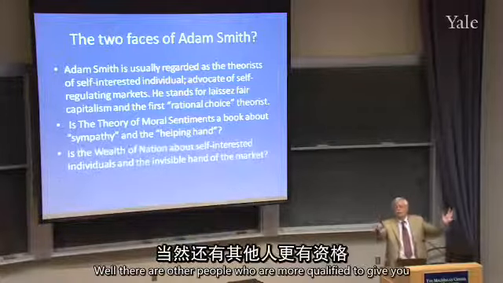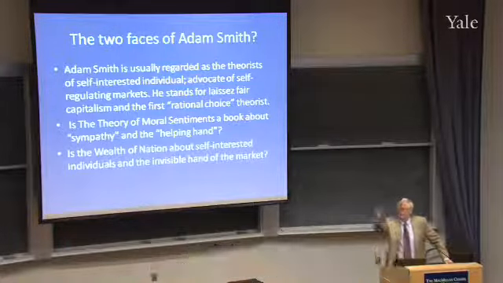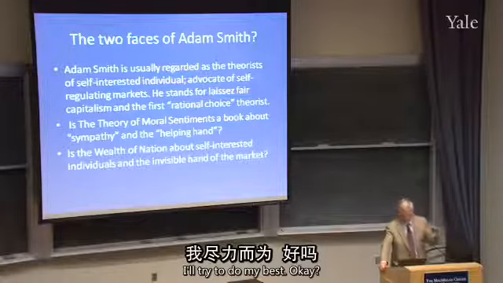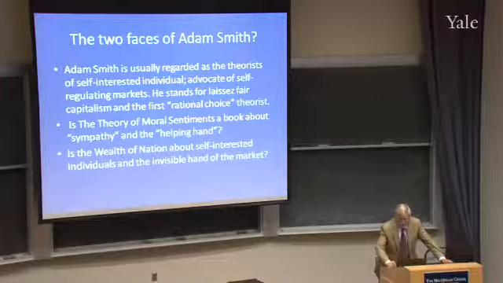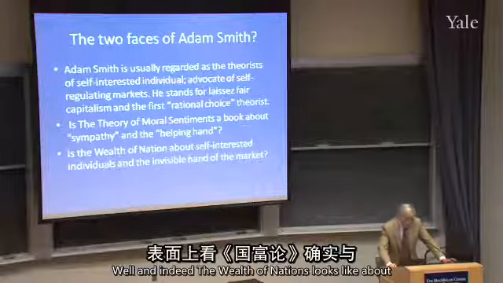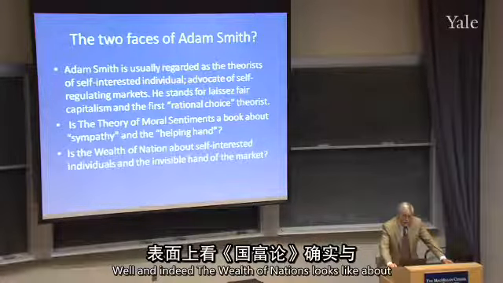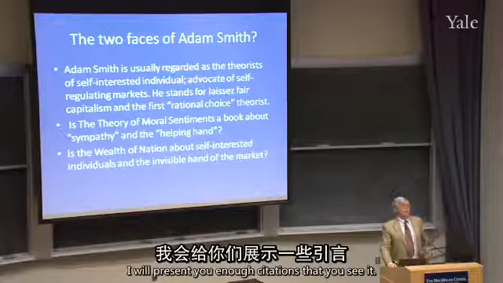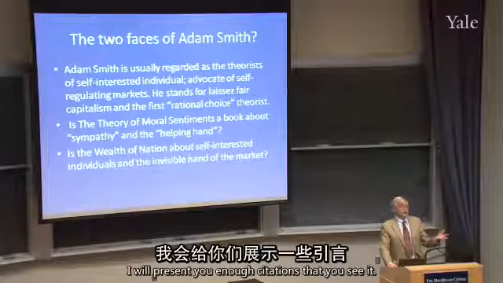Well, there are other people who are more qualified to give you the most authentic interpretation of Smith. I try to do my best, okay? And indeed, The Wealth of Nations looks like it is about self-interested individuals and the invisible hand. I will present you enough citations that you see it.